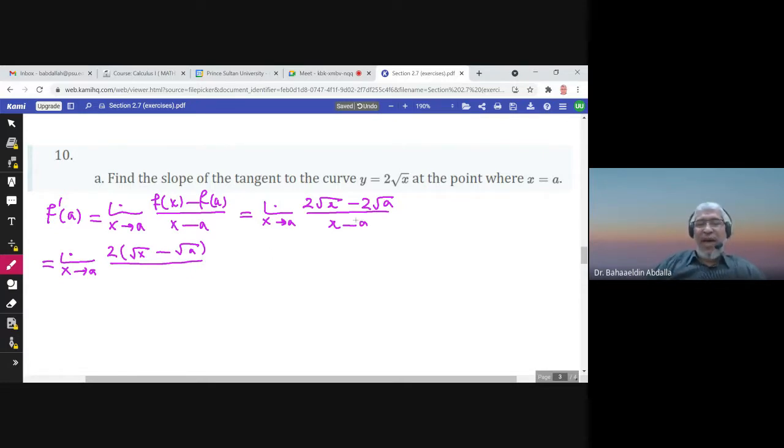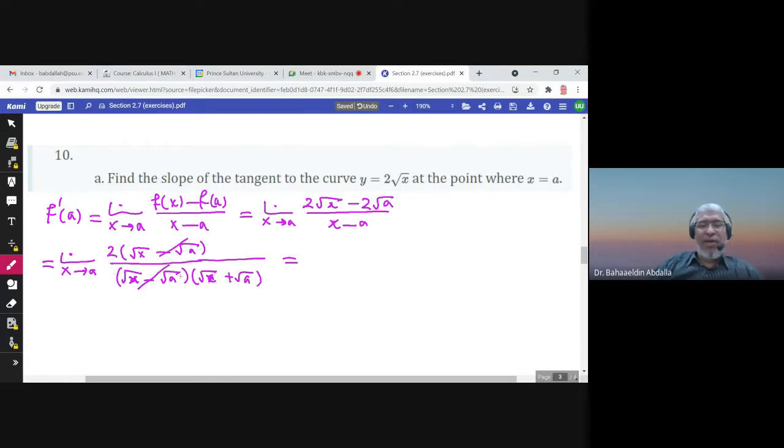But I can factor x minus a into square root of x minus square root of a times square root of x plus square root of a, using difference of two squares and dealing with x as square root of x all to the power 2 and square root a as square root of a all to the power 2. Or you can multiply by the conjugate, you'll reach the same answer.